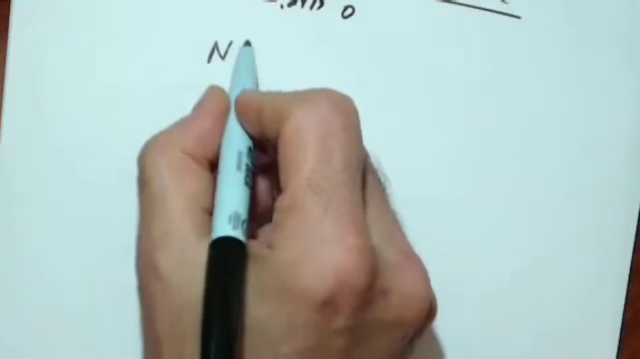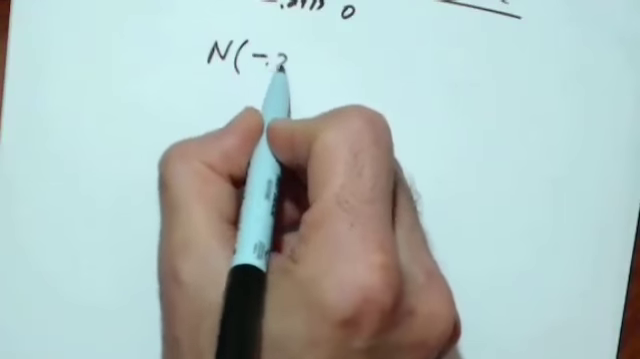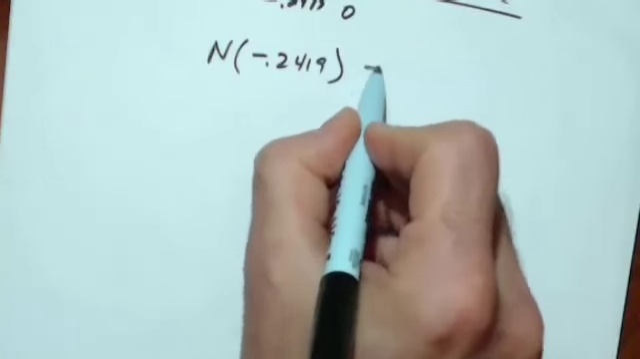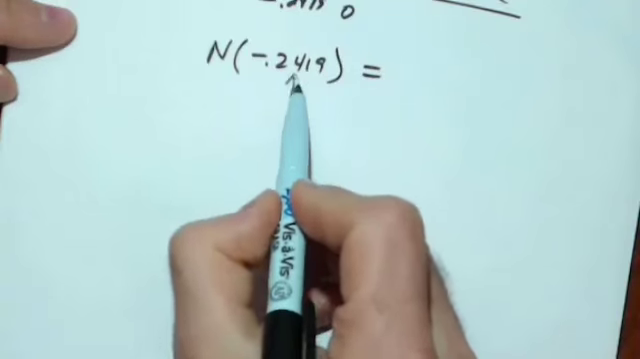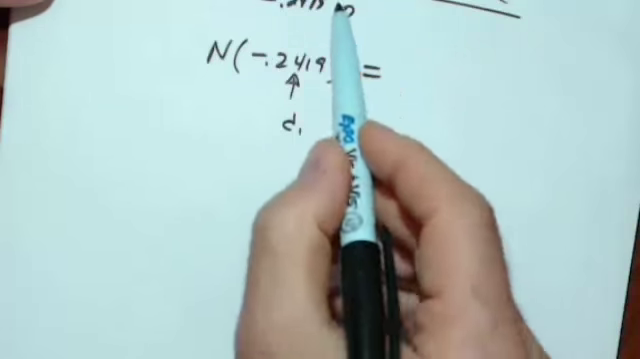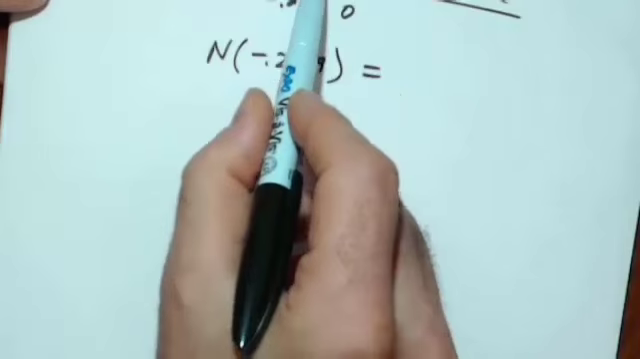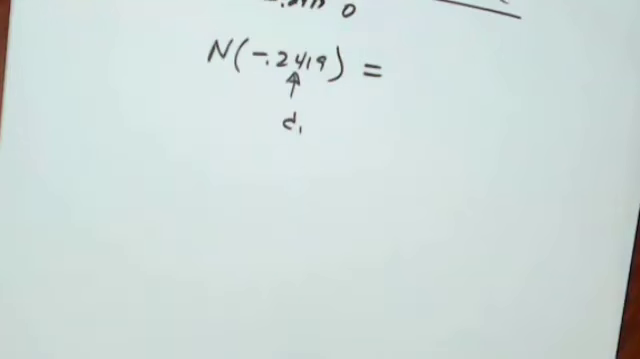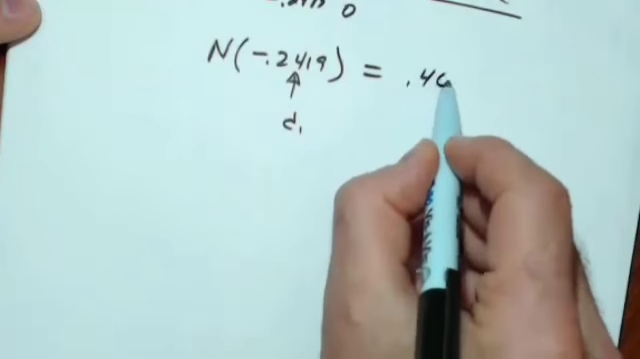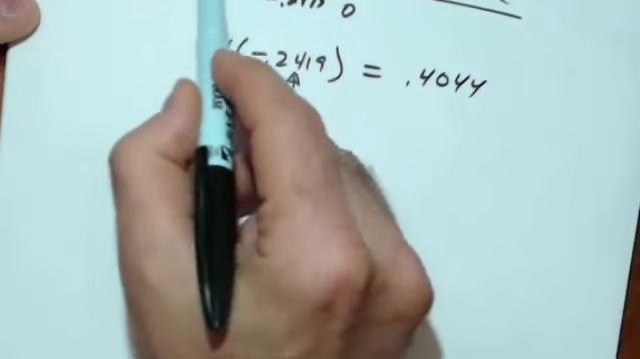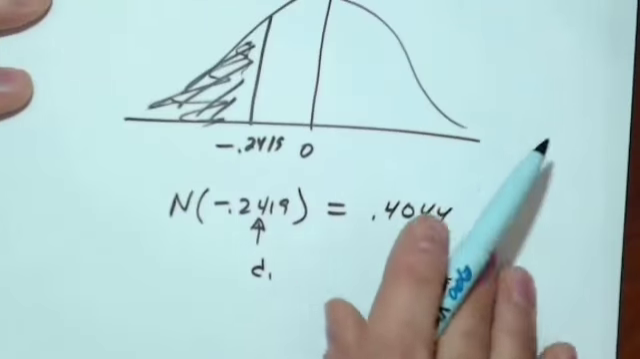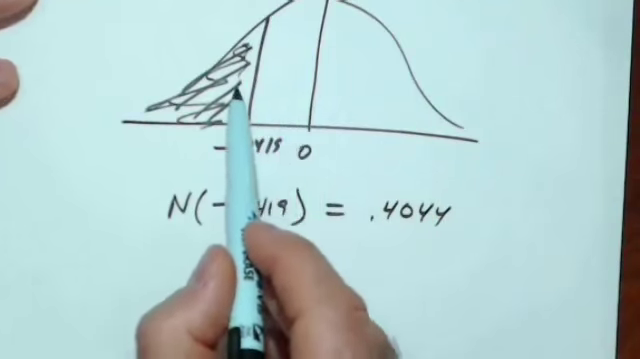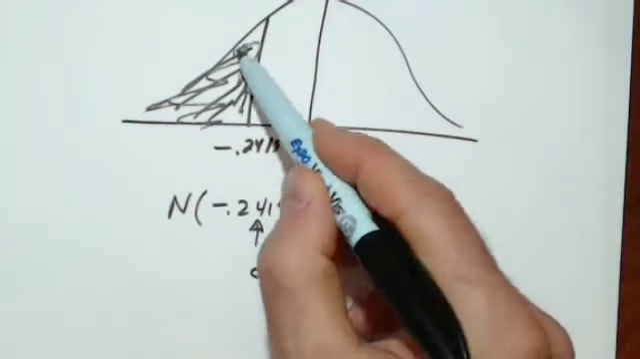Now, cumulative area is written down as this. Okay, so that's N(d1) right here. And it's negative. So right away you know that this area should be less than 50%. And it turns out that it equals 0.4044. 40% of this entire distribution is to the left over here.